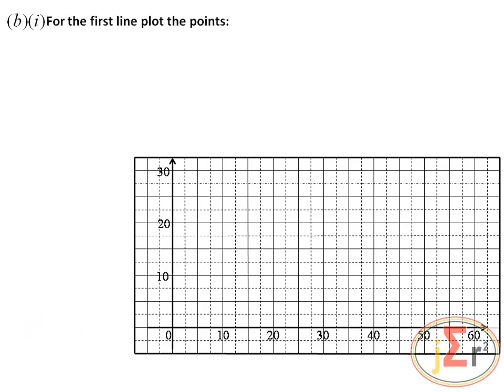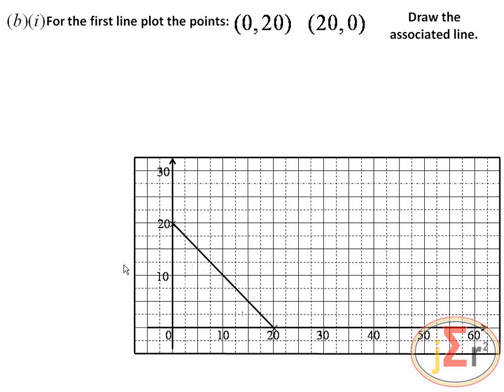There is our nice grid. For the first line, plot the points 0, 20: x is 0 and the y value is 20. Then 20, 0: x is 20 and the y value is 0. Draw the associated line through those 2 points. That's good enough. The second line passes through the points, if we can remember them. If we can't, we have them on the slide.